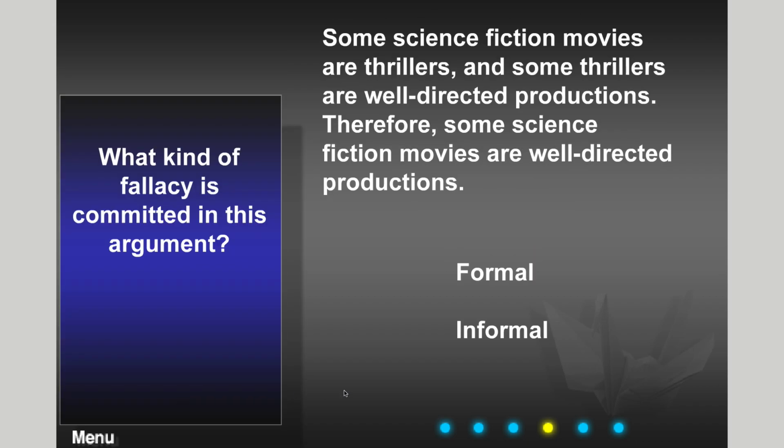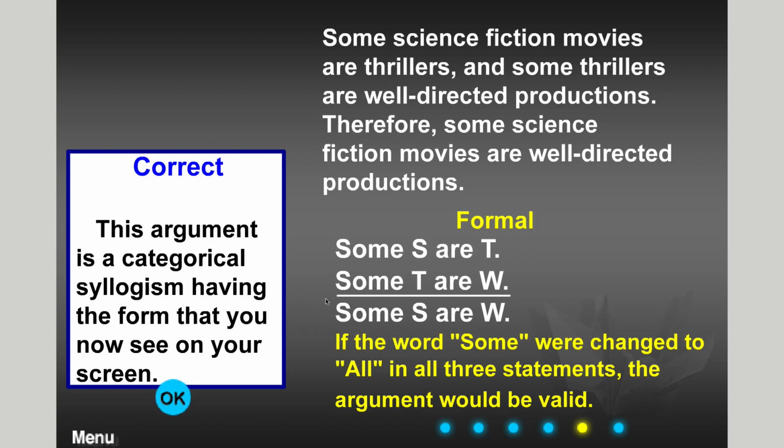Some science fiction movies are thrillers, and some thrillers are well-directed productions. Therefore, some science fiction movies are well-directed productions. Now, you can see how that's different from the previous one. Here, you see a very deductive format. This, then this, therefore this, right? So it's a categorical syllogism having the form that you see on the screen. If the word some were changed to all in all three statements, the argument would be valid. But it is a formal fallacy, which again is invalid.